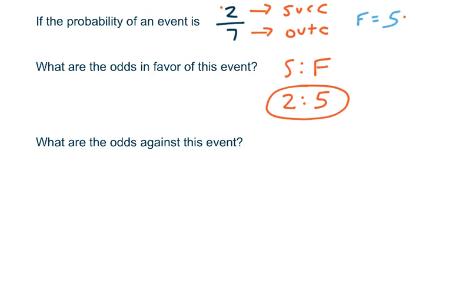If instead I'm looking for the odds against this event, odds against are going to be written as failures to successes. Well, I'm going to use the same numbers, I just have to make sure I put them in the proper order. And I have 5 failures, and I have 2 successes, so the odds against this event are 5 to 2. Let's look at a couple more different types of problems.